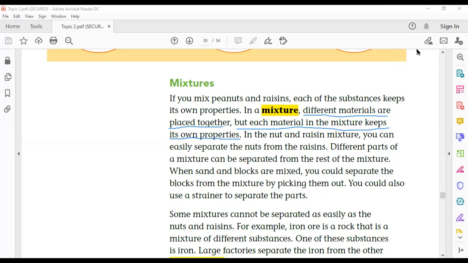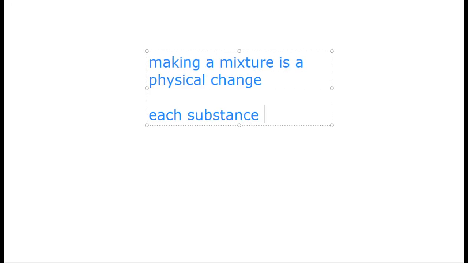Look here, please. In the previous lessons, we were talking about physical and chemical changes, and we listed many examples. So making a mixture is a physical change. That's right, thank you. Why? The question is why, because each substance in a mixture keeps its identity.